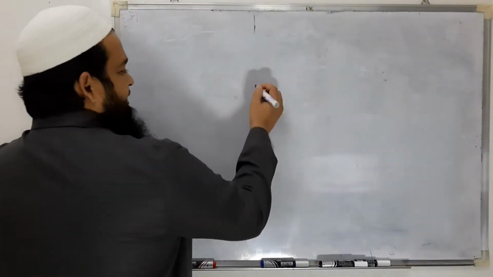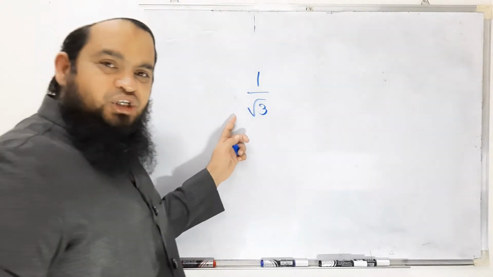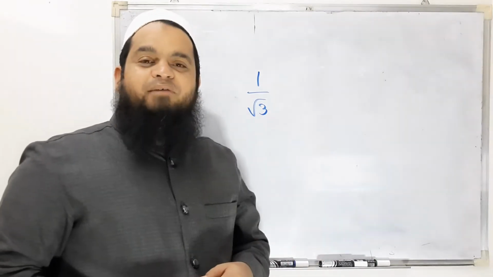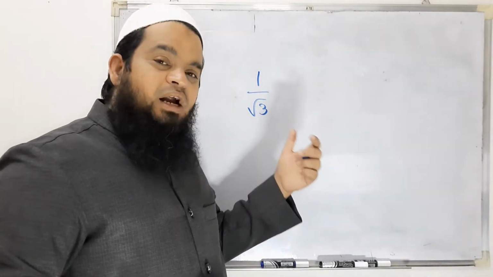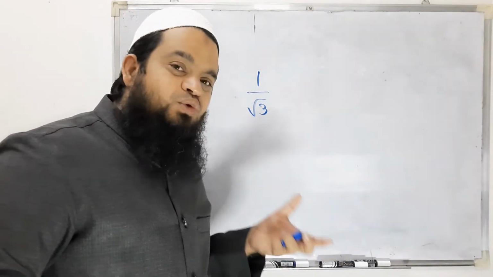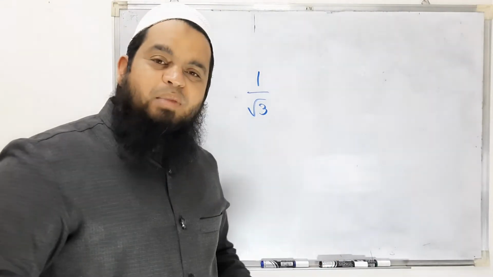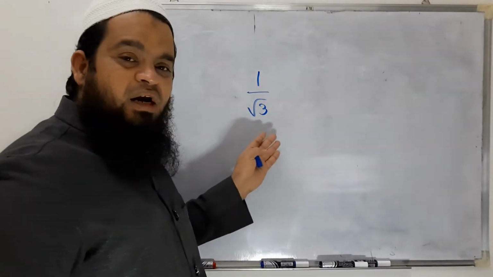Let me briefly explain the concept of rationalizing the denominator. For example, let us take 1 by root 3. See, this is irrational, right? So in order to find the answer of this, we have to convert this denominator into a rational number. That is what rationalizing the denominator means. That means change the denominator to rational.